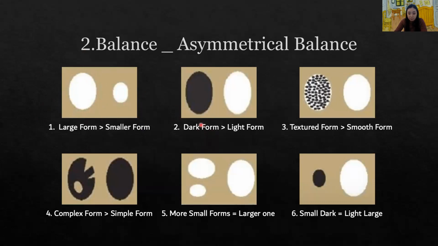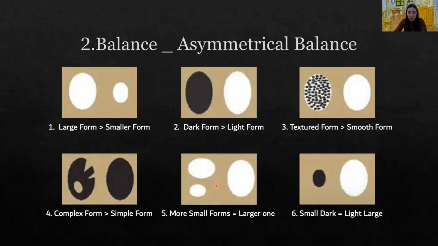And number 2, the dark value form is visually heavier than a light value form of the same size. And number 3, a textured form is visually heavier than a smooth form of the same size. And number 4, a complex form is visually heavier than a simple form of the same size.